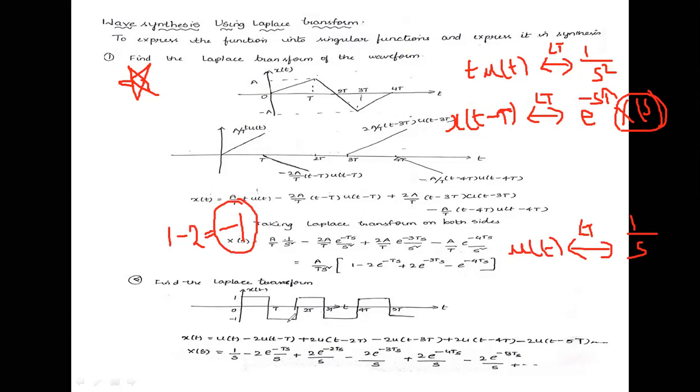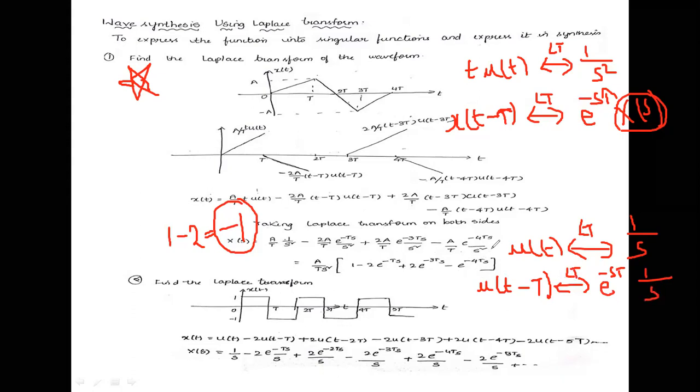Minus 1 slope, not the slope, minus 1 magnitude. Okay. Minus 2 into 1 by s, again the mu of t, because it is shifted with the mu of t minus t. What is the Laplace transformation for this one? e power minus st into 1 by s.